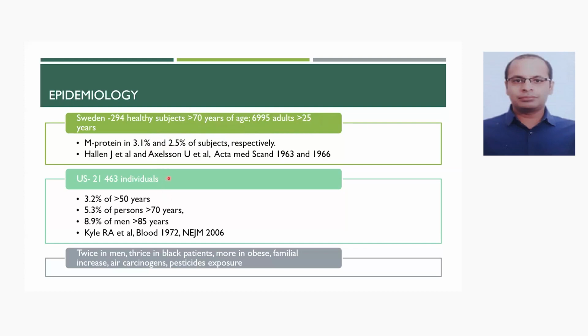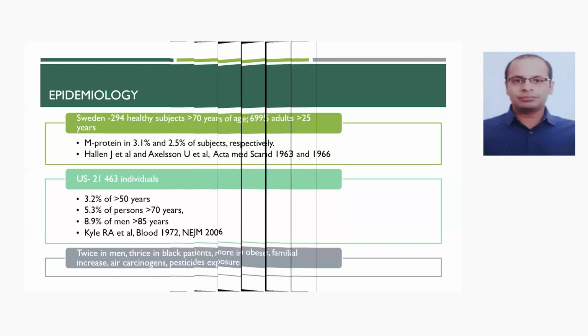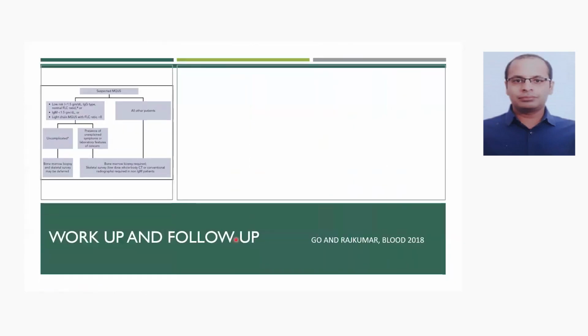In the US population, the incidence is increasing with age, reaching up to around 9% in patients above 85 years of age, as compared to around 3% in candidates above 50 years of age. Other parameters are like it's more common in men, thrice common in black patients, more in obese, and familial incidence is there slightly more. There are certain air carcinogens or pesticide exposure which have been linked to evolution to MGUS in the normal population. How do you follow up such a patient?